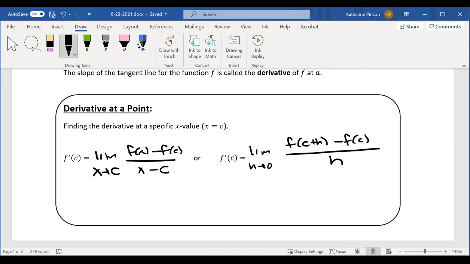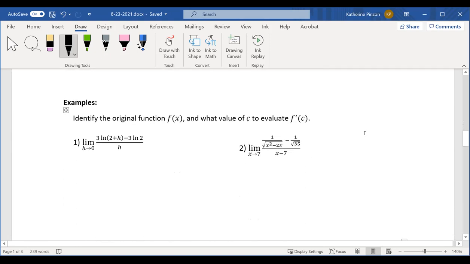So we're going to be given a number for c. It's going to say estimate the slope or find the slope of the tangent line at x equals 7. You're going to use c to be 7 in both of these formulas. In this formula, x is changing. x is approaching c. In this formula, h is changing. h is approaching 0. Both formulas are fine. You can pick.